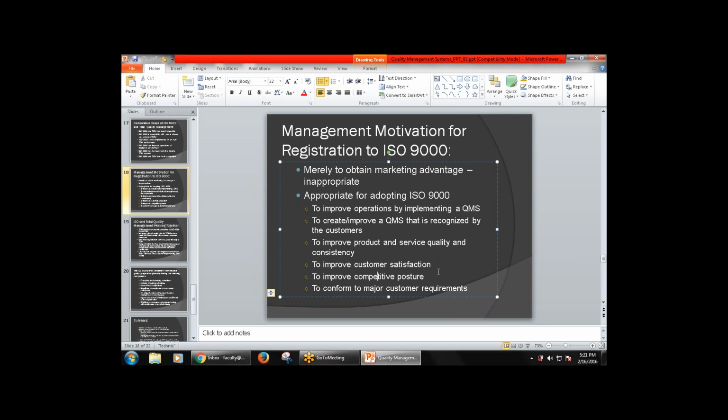Then to improve the competitive posture, that means the competitive position in the market will be improved with the help of the ISO 9000 standards. Then to conform to major customer requirements, that is, to conform with the ISO 9000 standards.